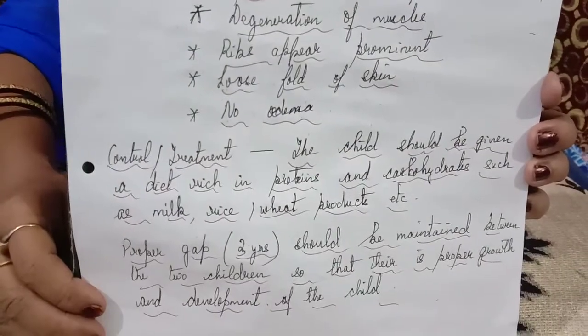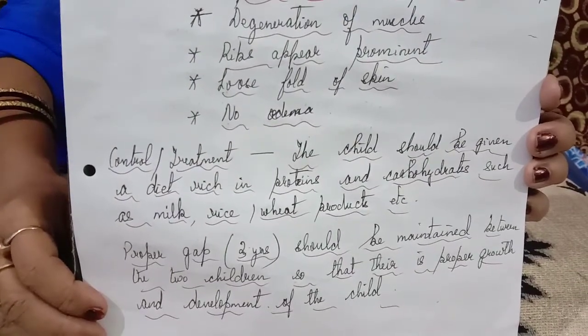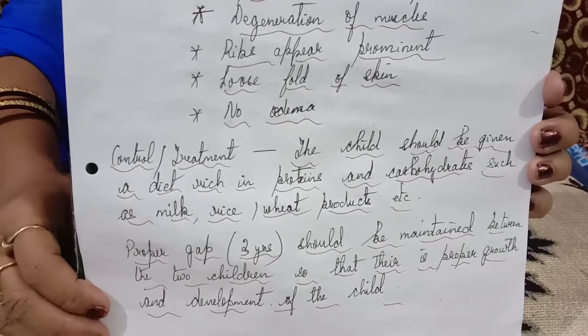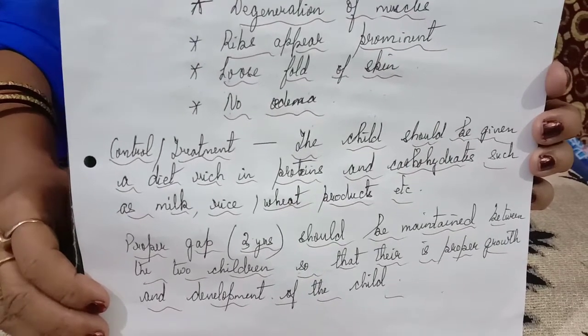Kwashiorkor and marasmus are very important. In 2019 it was not asked, so this may be important for you all.